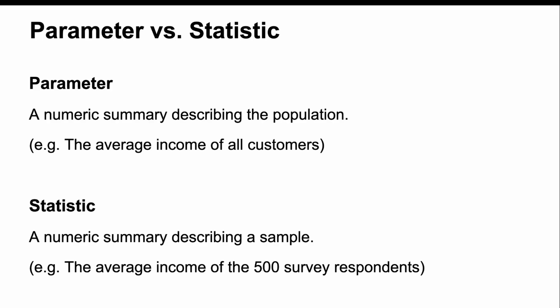Examples include the true average income of all subscribers or customers, the actual percentage of all cars with a specific defect, or the real median age of all users of a specific social media platform. We typically denote parameters with Greek letters like mu for population mean or sigma for population standard deviation.